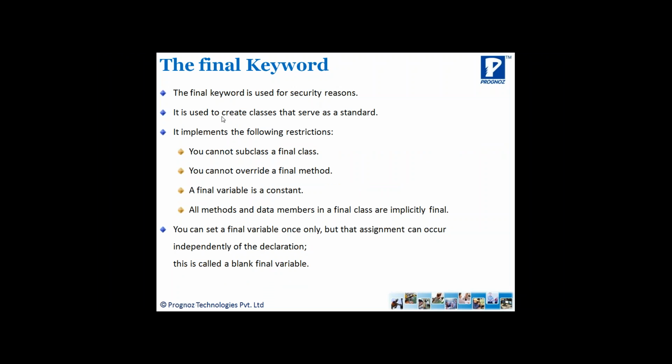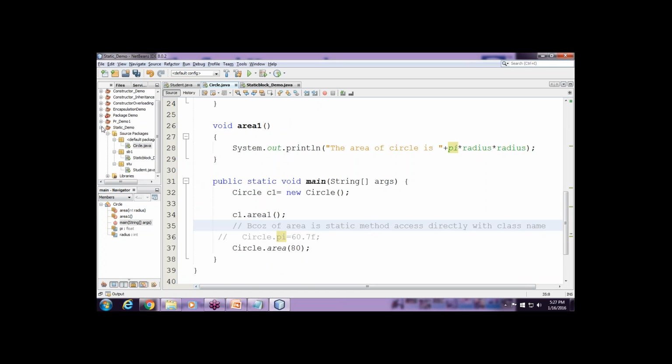It is used to create a class that serves as a standard. It implements the following restrictions. You cannot subclass a final class. You cannot override a final method. A final variable is a constant. All methods and data members of a final class are implicitly final. That means let us make one example here.